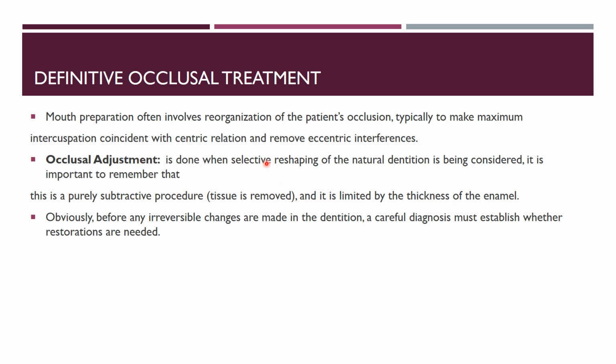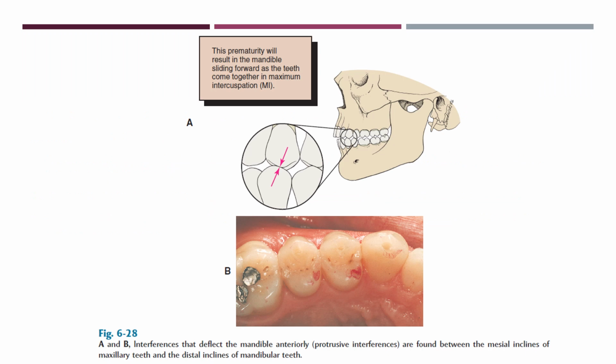It is done when selective reshaping of the natural dentition is being considered. It is important to remember that this is a purely subtractive procedure. So tissue is removed, just a limited amount of enamel. Obviously, before any irreversible changes are made to the dentition, a careful diagnosis is needed. So basically, the mesial inclines of the maxillary uppers, and the distal inclines of the mandibulars.